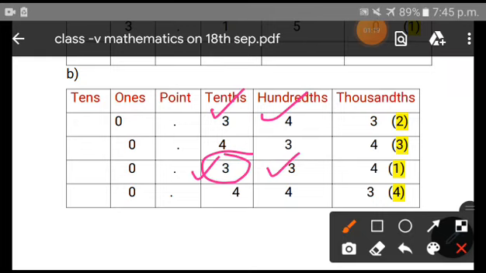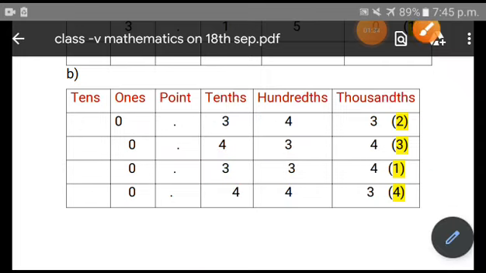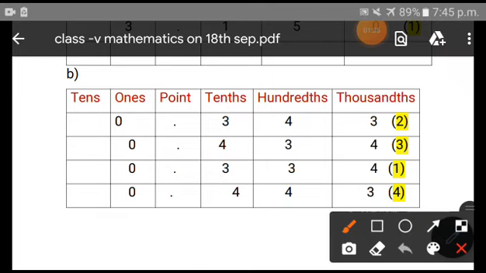So which will come first? This one will come first. So that is why it has been marked in the first place. Now after that this will come in the second place, 0.343. Now the numbers which are left are this one and this one. Now we will have to compare between these two.